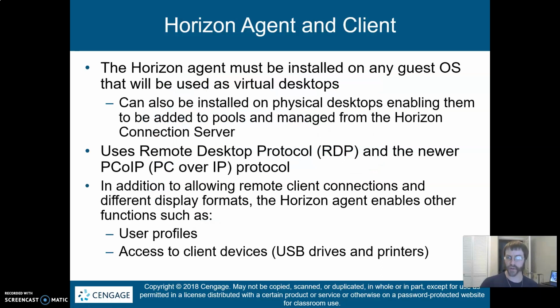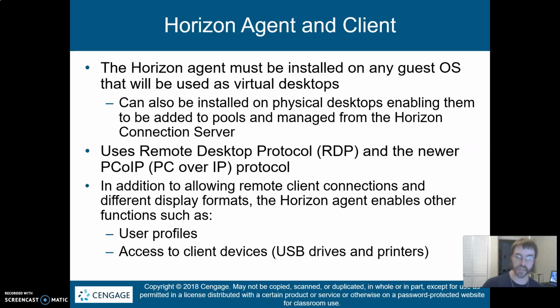So your Horizon agent has to be installed into any guest OS that is going to be used as a virtual desktop. It can also be installed on physical desktops to allow you to add them to your pool and manage them from your Horizon connection server. The agent uses a couple of different protocols, either the older remote desktop protocol or the newer PC over IP protocol. These are two different ways of presenting the GUI to your remote client. The PCoIP format is lossless, whereas RDP is sort of bitmap driven.